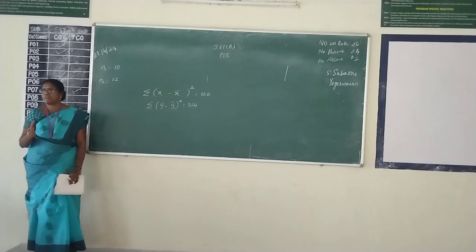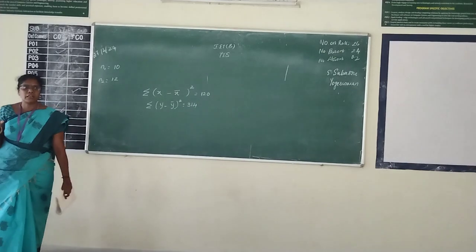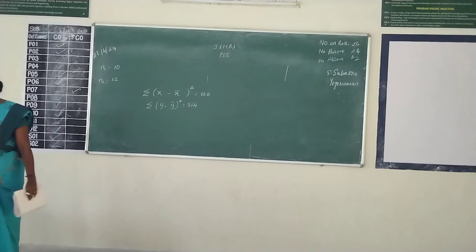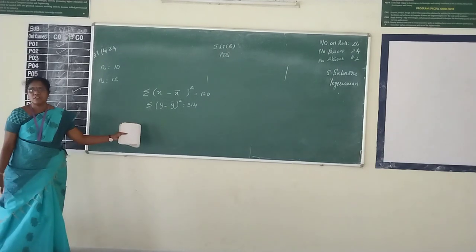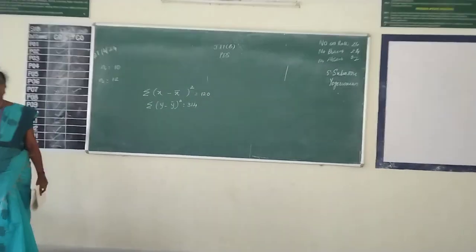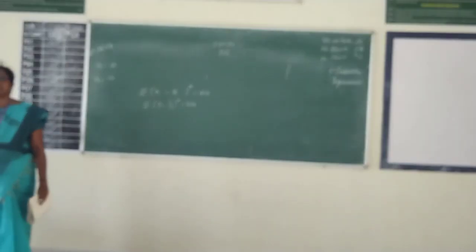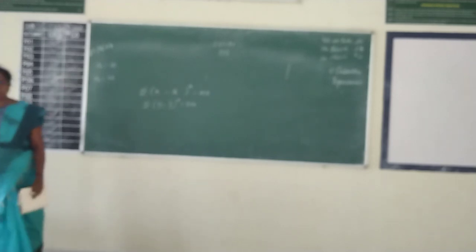Can you understand how to identify? This is another way of asking the problem to make you think, instead of giving very direct information. Understood? So what is the meaning of sum of the squares of the deviations from the mean value? Summation of x minus x bar the whole square. Don't forget this one.